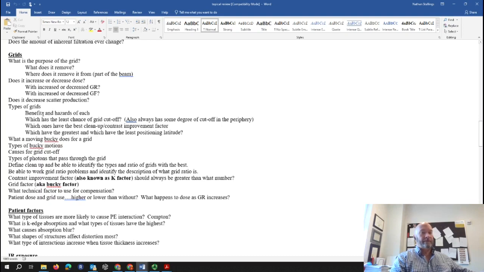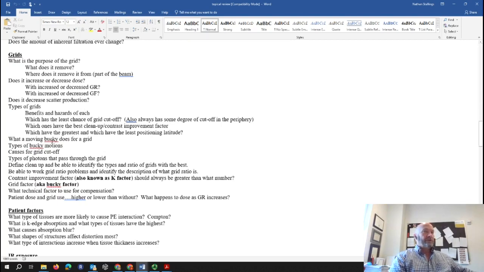The benefits of a parallel grid are that they're easy to construct and they're cheap to construct. The application, or how you can use them, is that there's more flexibility. There is no set distance that you can have with a parallel grid. The downside, or the hazard, so to speak, is that you're always going to have grid cutoff in the periphery, and it's going to get worse at low SIDs. But still, they say that the focus is infinite, or the range is infinite. You can use them at any distance.